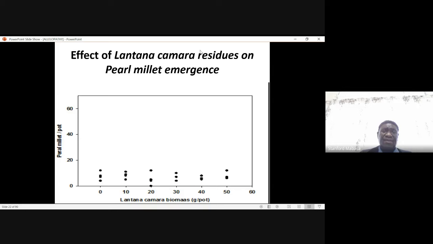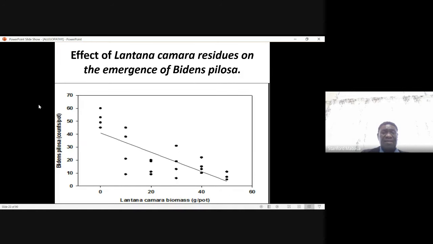Now, the Lantana camara residue effects on pearl millet: pearl millet was not really affected by the presence of Lantana camara, but Bidens pilosa, as we increased the biomass of Lantana camara, tended to decrease, which means Bidens pilosa was sensitive to Lantana camara residues.